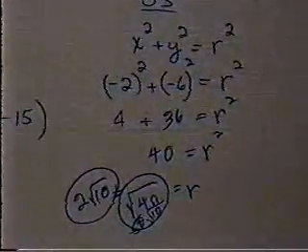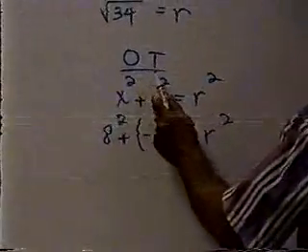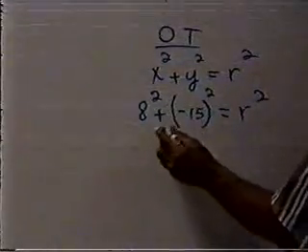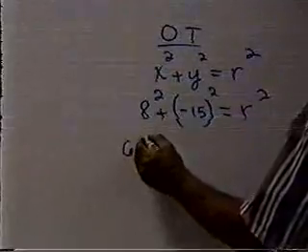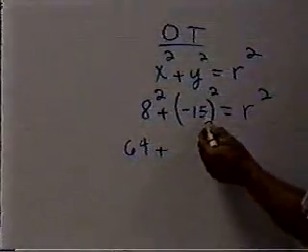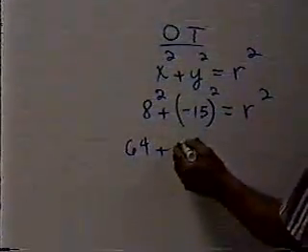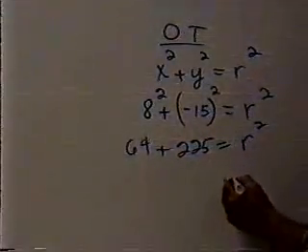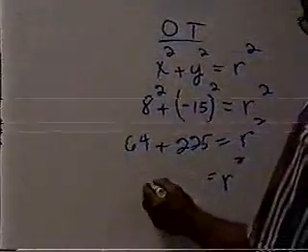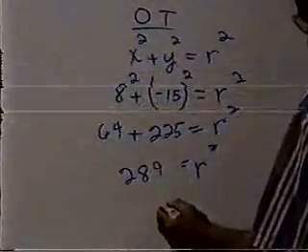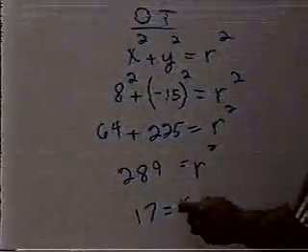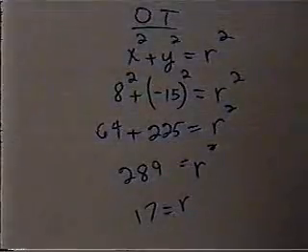All right, let's look at T, the distance from O out to T. The distance OT is r squared is equal to x squared plus y squared. Well, x was a positive 8. That squared is 64. And a minus 15 squared, a minus 15 times a minus 15 is 225. And so then r squared is equal to 289. And so the square root of 289 is 17. So r is 17.